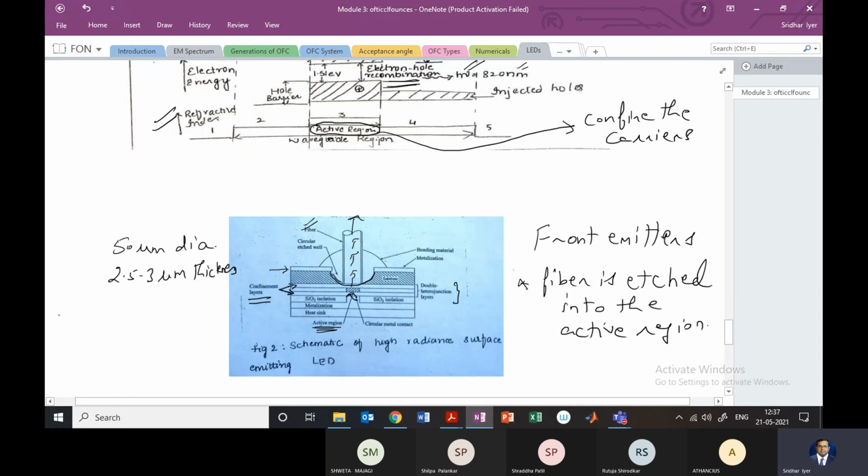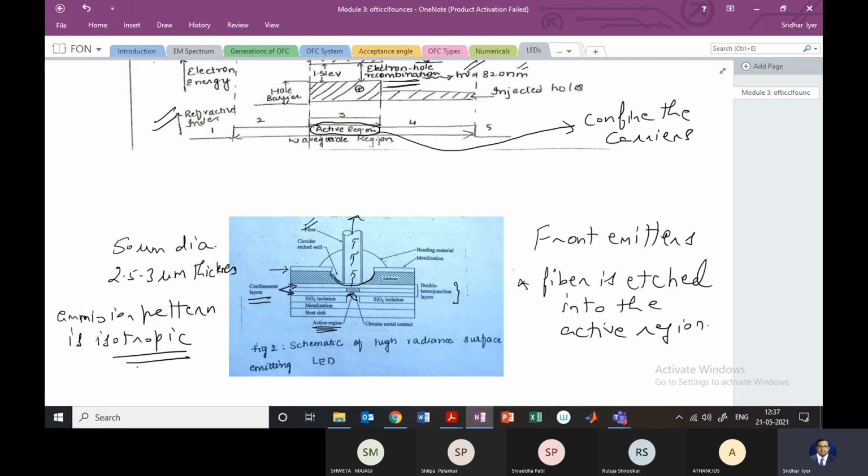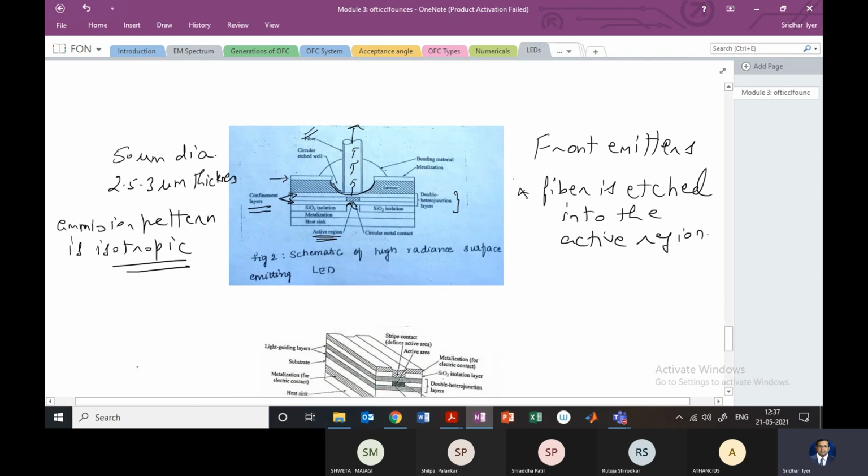the LED, the surface emitting LED, the emission pattern is what is known as isotropic. So it is not just directional light that comes out. It is more like it is isotropic. That means the light spreads out, and there is some angle at which the light reaches the receiver, right? So that we will discuss a little later. This also specifically, again, we'll discuss during quantum efficiency.